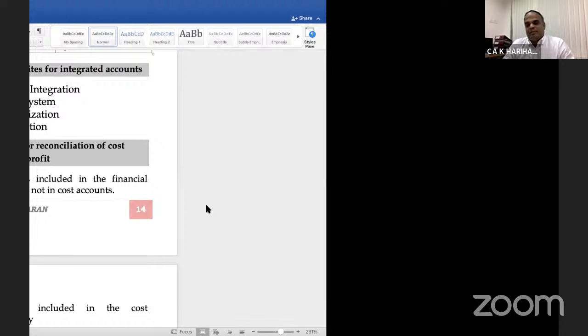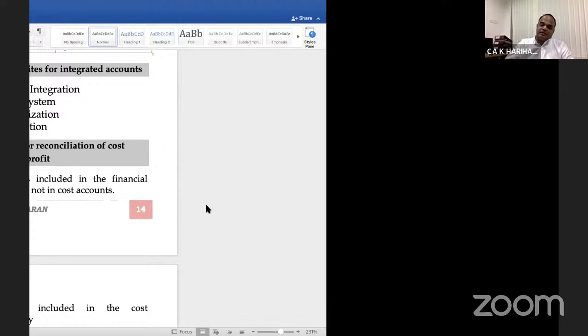Method of depreciation. In cost accounting, we may prepare using the straight line method, whereas in financial accounting, assume you are preparing using WDV. Because of the difference in the amount of depreciation, a difference may come. Then the next one is stock valuation. In costing, we value purely based on cost of production, whereas in finance, it is cost or NRV, whichever is lower. Due to that, a difference will come.